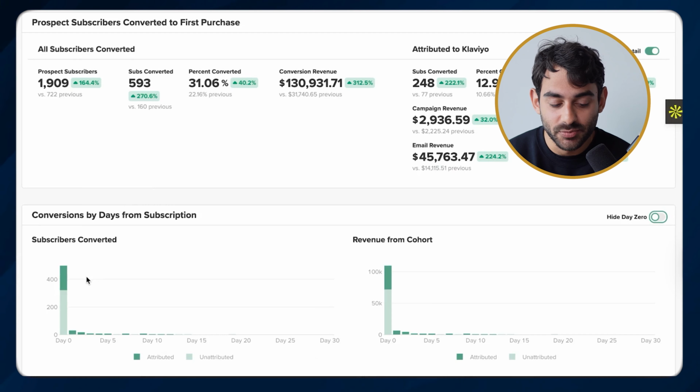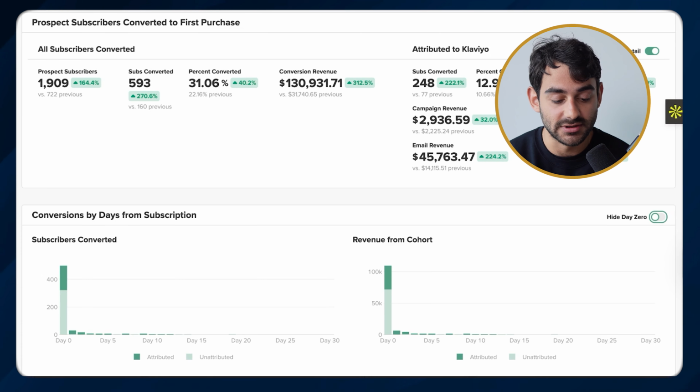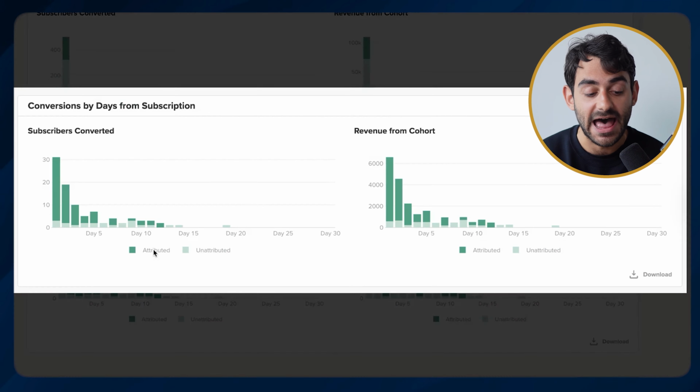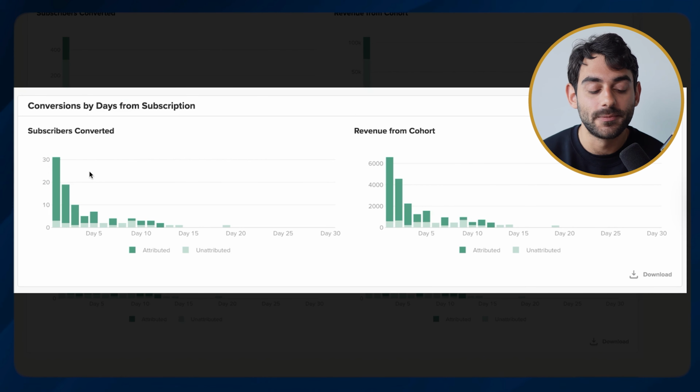Now, an interesting data point here is on day 0, this is where most new subscribers are converting. The green here is attributed conversions, and the lighter green is the unattributed conversions. You can see on day 0, the day that someone signs up, the majority of conversions are actually unattributed to email and SMS, because a lot of people just stay on the site after they fill out the pop-up form and go on to convert there. But what's super interesting is after day 0, almost all conversions are coming from email and SMS.